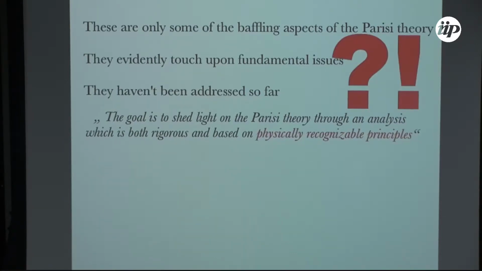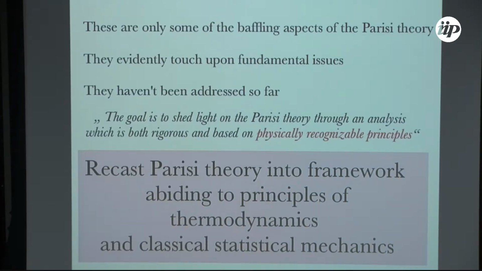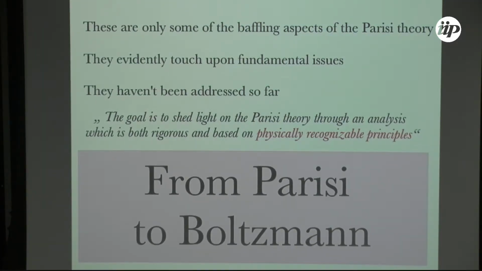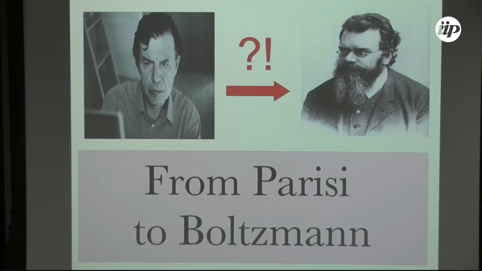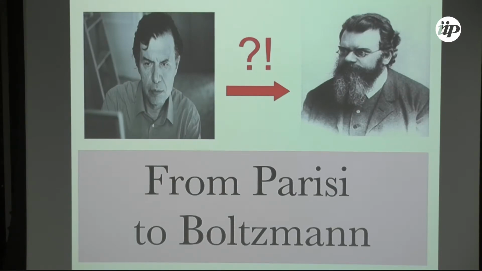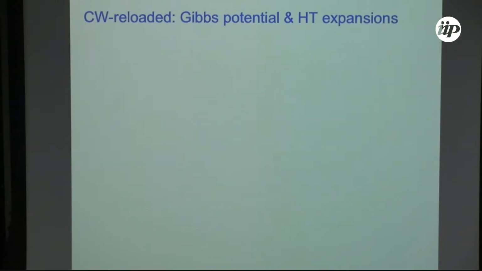Now, if you go back to the goal formulated by Michael Aizenman, you may ask, what is a physically recognizable principle? I'm not so sure I have an answer to that, but at least for this talk, the goal would be to recast the Parisi theory into a framework abiding by the principles of thermodynamics and classical statistical mechanics, because that's where they were defined. So somehow the goal is to bring these spin glasses back home, which is the reason for the title, From Parisi to Boltzmann, which pictorially should look like this. This is the goal: to bring these two gentlemen together. Now, I will go back to the Curie-Weiss model.